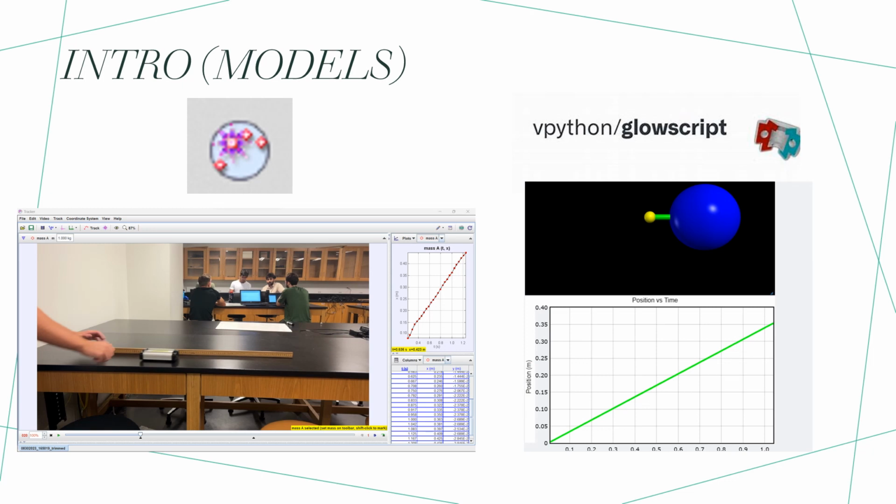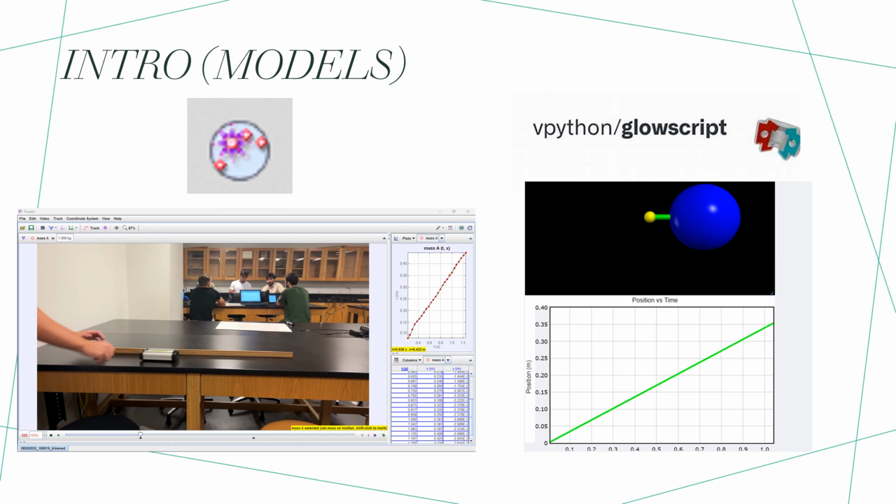So there were two models being used. First was the data model on Tracker. So basically, the cart was pushed, as you see on the screen, from left to right, and using Tracker, you could plot the points over time and determine the velocity. And then I had to pick an interval where the velocity was constant, which would indicate net force equal to 0. And then once I got the interval, I plotted it on GlowScript by coding.